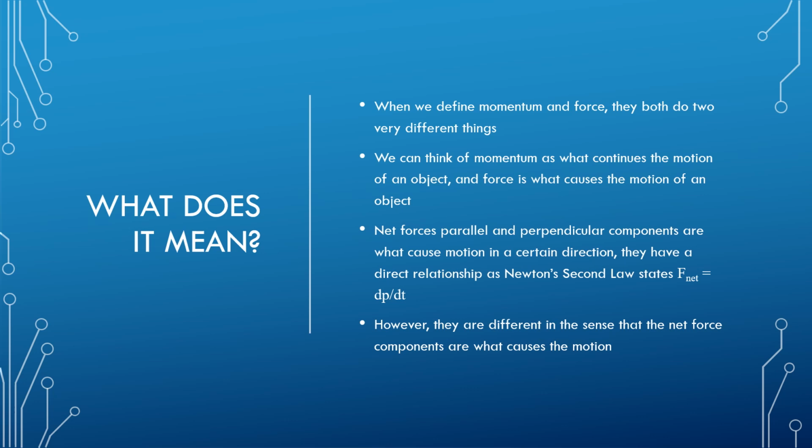They have a direct relationship, however, as Newton's second law states that Fnet equals dp over dt. However, they are different in the sense that the net force components are what causes the motion, yet the parallel and perpendicular components of momentum is what continues the motion.